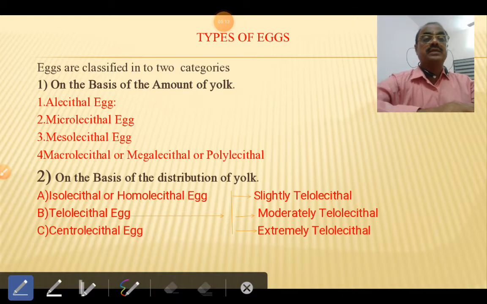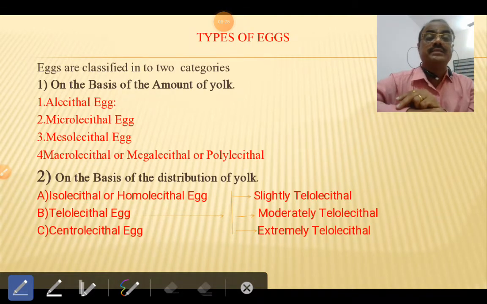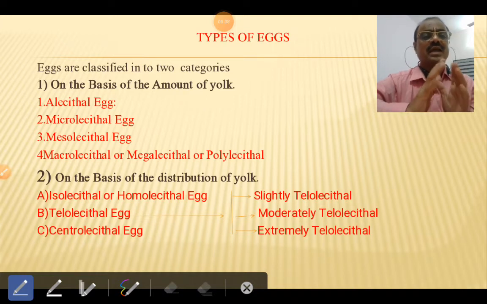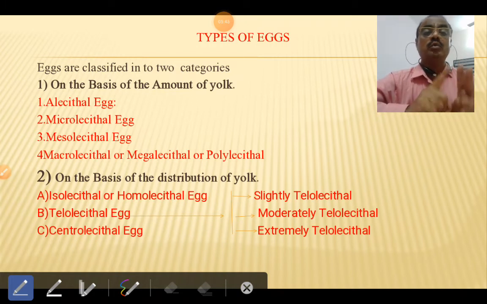Now we start the types of eggs. How many types of eggs are there in animals? Whatever animals are present in the animal kingdom, how many types of eggs are present? The eggs are classified into two categories. First, on the basis of amount of yolk, and second, on the basis of distribution of yolk.